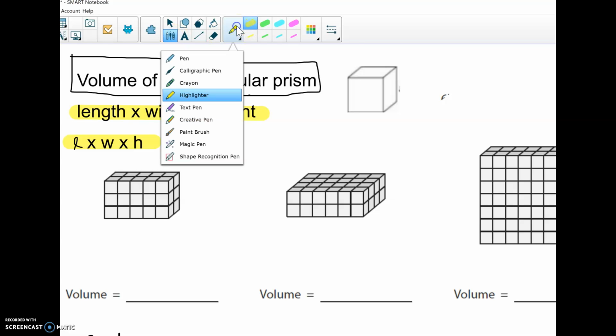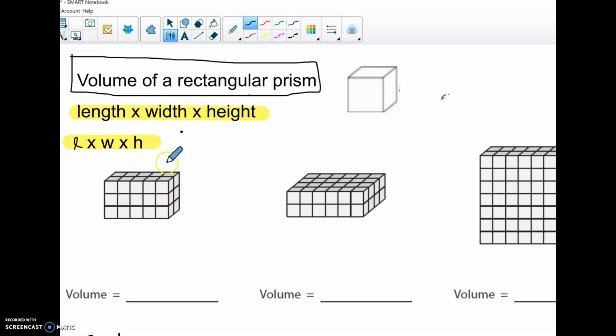Okay, so if we have a 3D figure here, the length is this way, and you just count how many cubes long it is, and this is 1, 2, 3, 4, 5 cubes for the length. The width is going back, how deep it is, and this is 2 cubes for the width. And the height is 3. So in your notes, you should be writing 5 for the length times 2 for the width times 3 for the height.